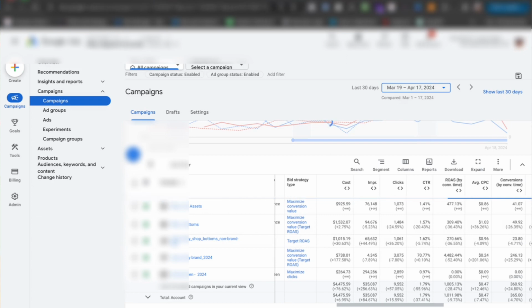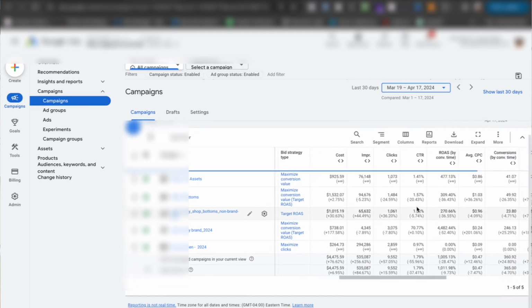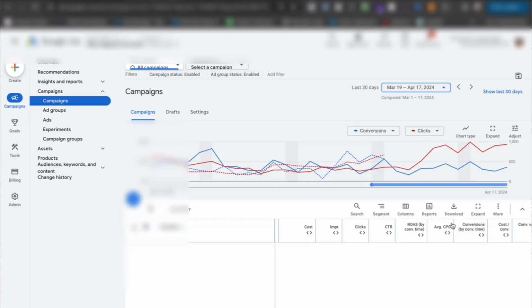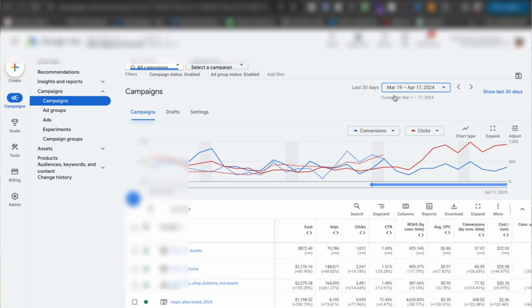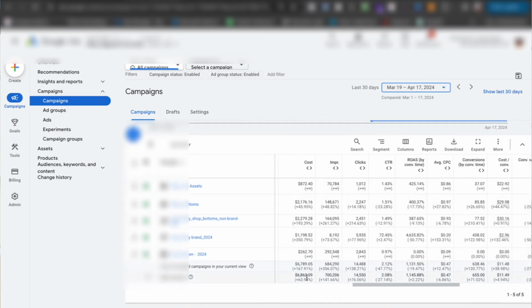While that loads up, right now what it's looking at is month to date. So when we're just looking at the cost month to date, you see that we spent around $4,475.59. Now we're at the 30 day, from March 19th to April 17th, and we spent $6,789. So this is a relatively small budget for an apparel brand, yet the results are still pretty good, right?